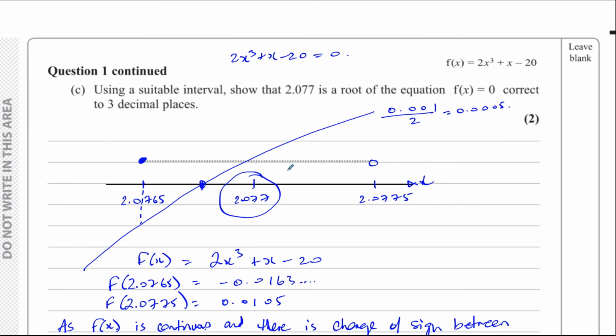You don't have to draw this diagram at all here. I'm just trying to explain to you why, if there's a change of sign between these two values, whether it goes from positive to negative or negative to positive, in a continuous function, then we know for sure the root must be somewhere between those values. Therefore, if you round it to 3 decimal places, it will give you 2.077. So 2.077 is a root correct to 3 decimal places. Okay, so there's part C done.